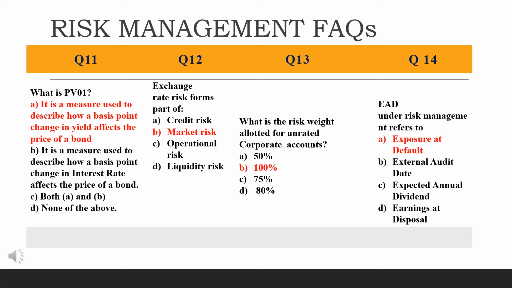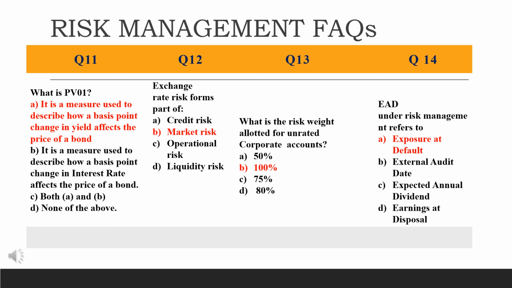You may note, listen friends, that corporate borrowers who have been rated BB or below attract a risk weight of 150%. That is higher than those that were unrated. Thus, here the answer is B, that is 100% is allotted for unrated corporate accounts.